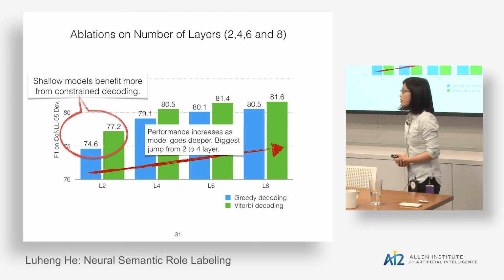Yes? Does the greedy decoding also include the constraints, the hard constraints? No, it's just greedy for each position.